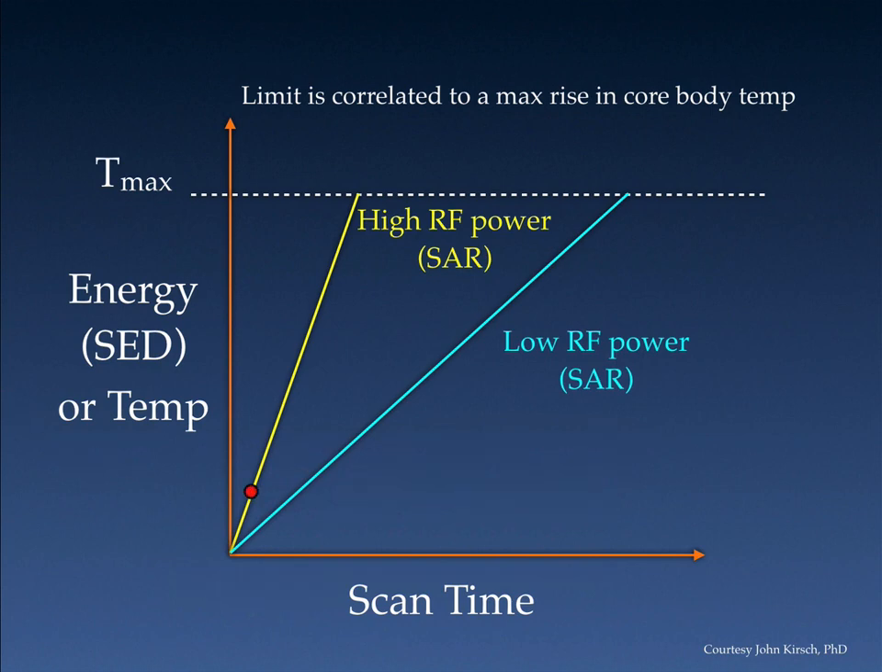And there is a temperature max above which we are not allowed to go. So if you were to plot in a vertical axis the energy, SED, or the temperature, and the longitudinal axis, scan time, if you were using lower RF power scans, then you would not reach that limit as quickly. The higher the RF power you are using per sequence, the quicker you will reach that maximum.